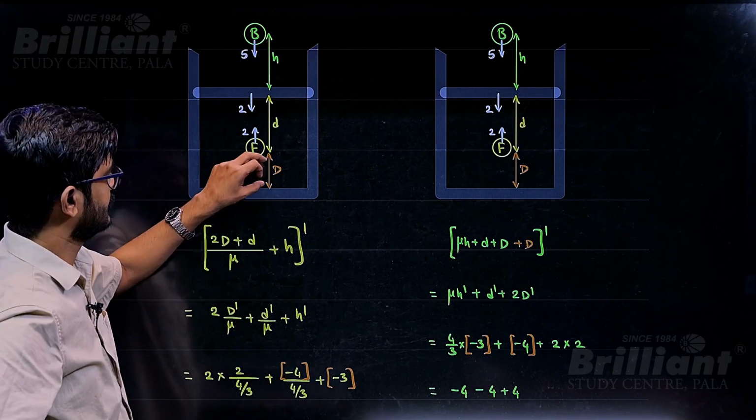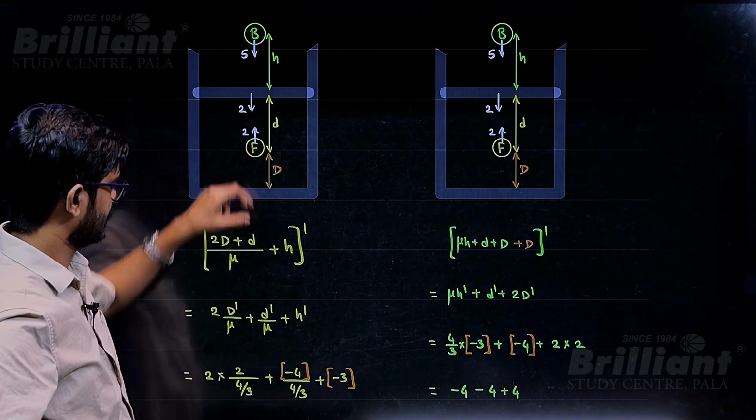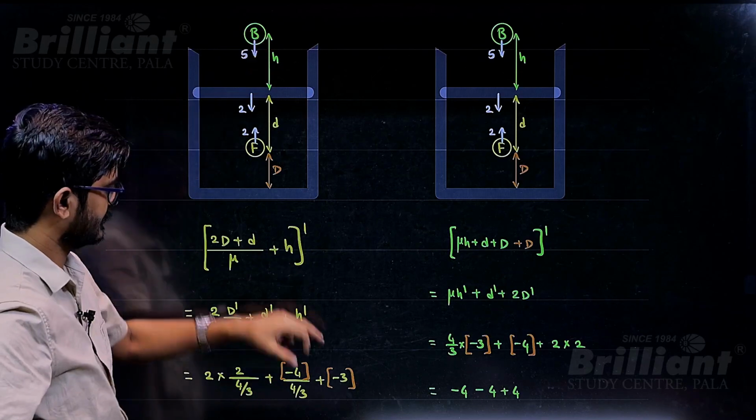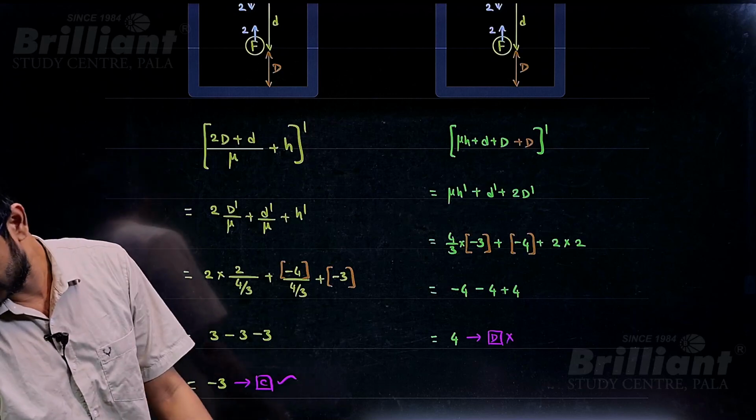Now this D dash is increasing at a rate of 2, small d is decreasing at a rate of 4, and h is decreasing at a rate of 3. When you substitute the values, you will get the answer as -3, which says option C is correct.